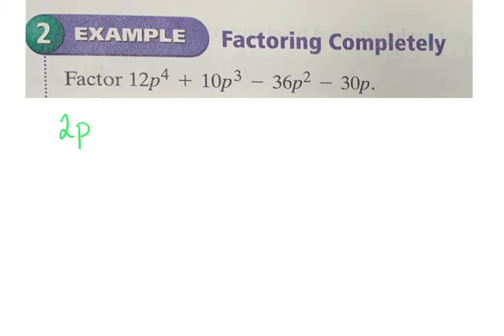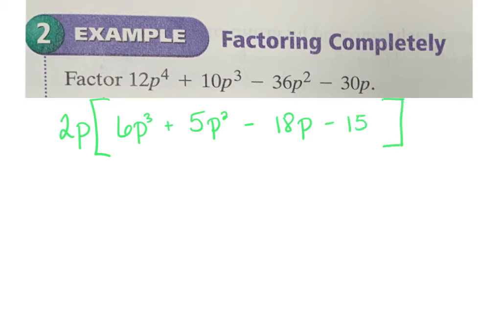And so for these, because I know I'm going to factor by grouping, I actually put brackets here because I know I'm about to do some grouping. So then 12 divided by 2 was 6. P to the fourth divided by p leaves p cubed. 10 divided by 2 is 5. I took out 1 p, so that leaves p squared. 36 divided by 2 is 18. I took out 1 p, and 30 divided by 2 is 15.